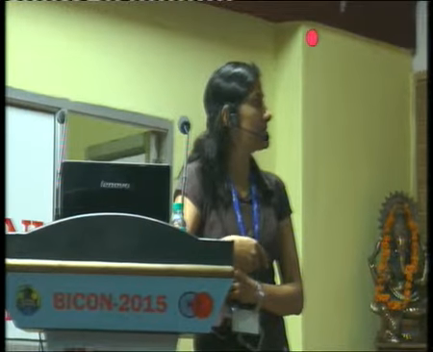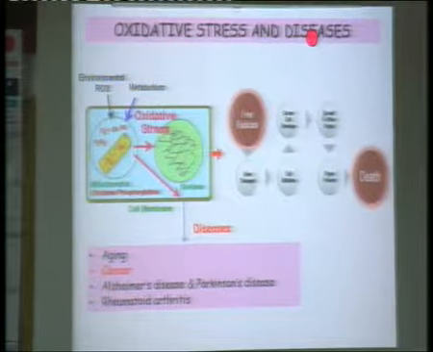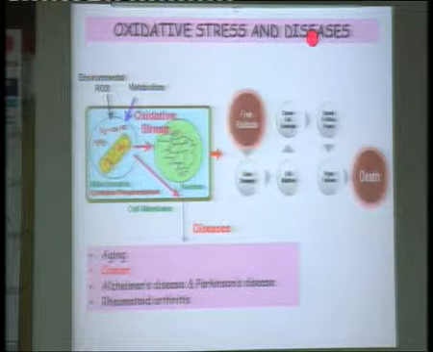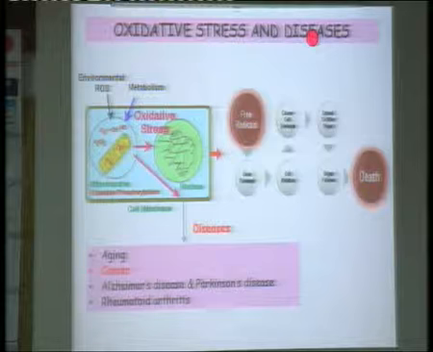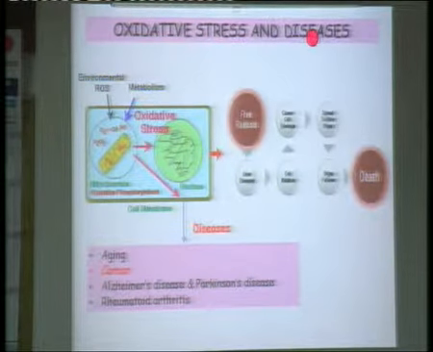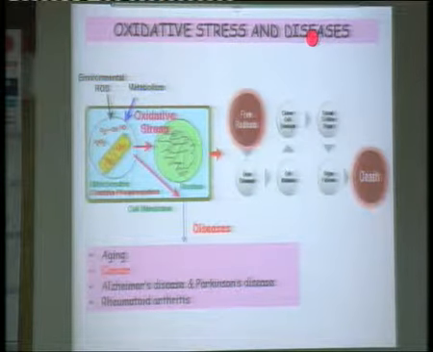Hydrogen peroxide, oxygen radicals, singlet oxygen, hydroxyl radicals, superoxide radicals, and all these radicals are highly reactive to the essential biomolecules of our body like DNA, proteins, and lipids, and are responsible for causing different types of diseases as mentioned here. Out of all, cancer is a major one.